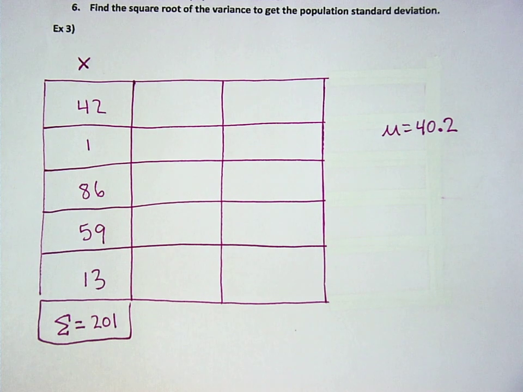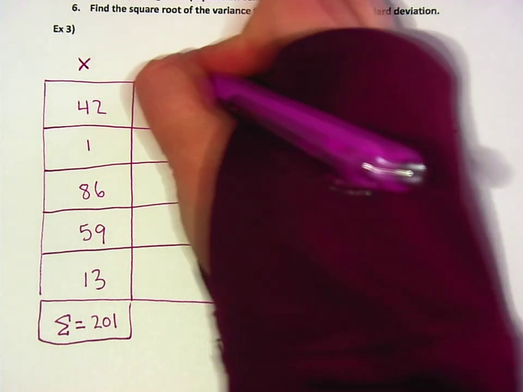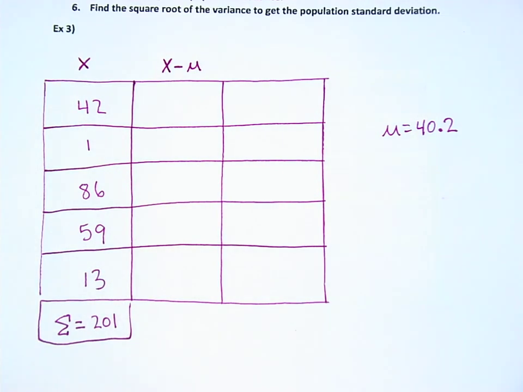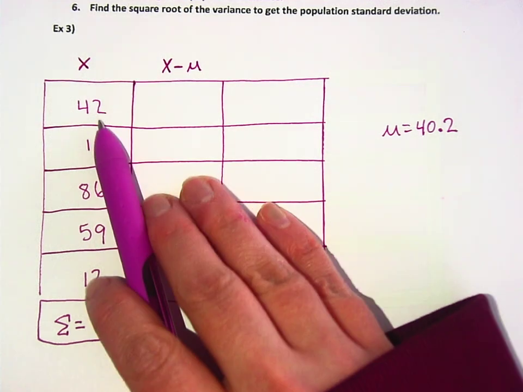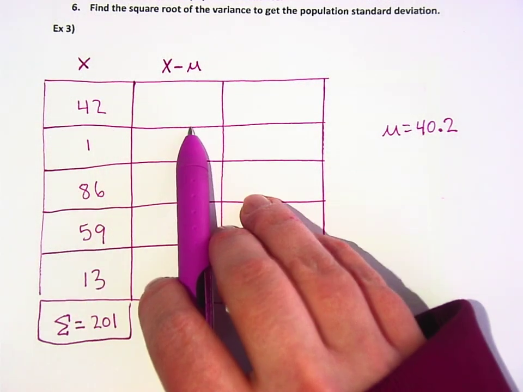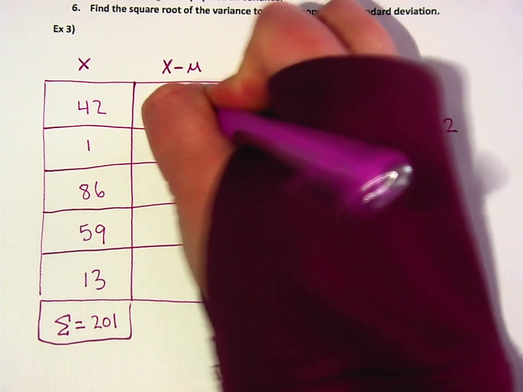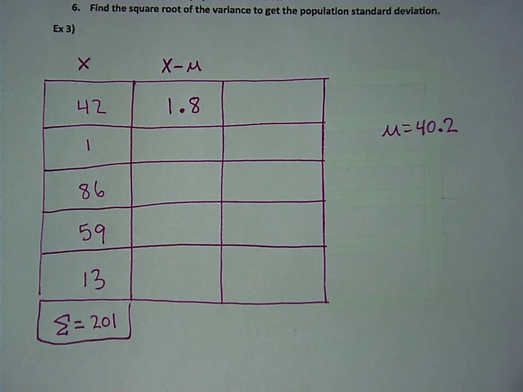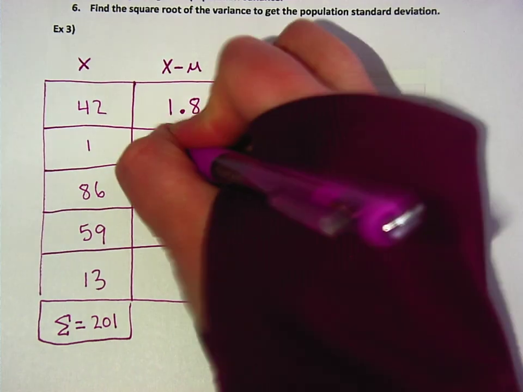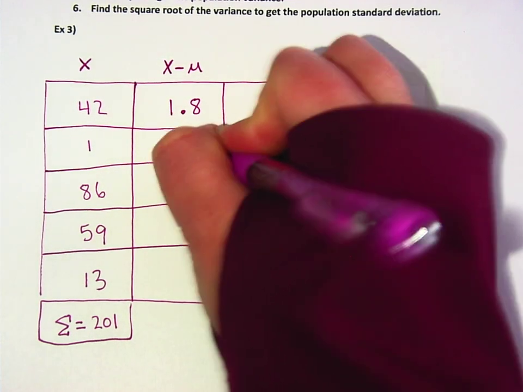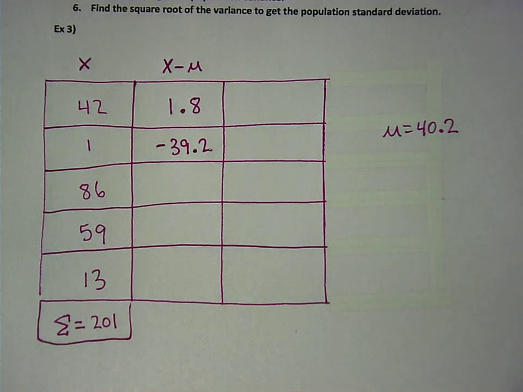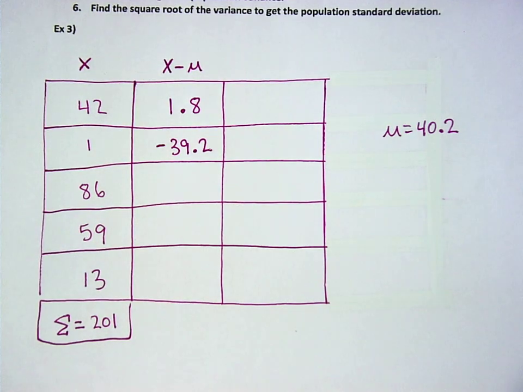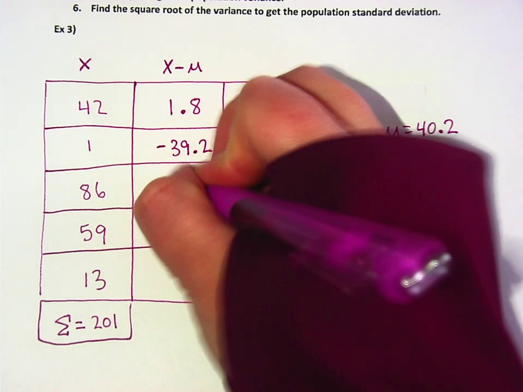Next, we find the deviation of each entry. We see whether it is above or below, that is x minus mu. Remember, that's not an M, that's a U with a tail out front. So right now in my calculator, I do 42 minus 40.2, which is 1.8. That one's a little bit above the average. 1 minus 40.2 is negative 39.2. That is way below the average. 45.8.